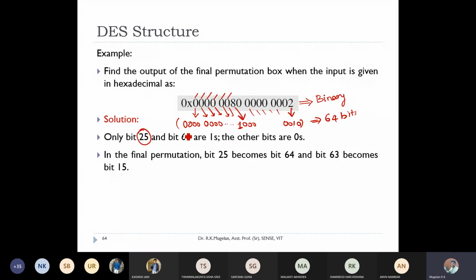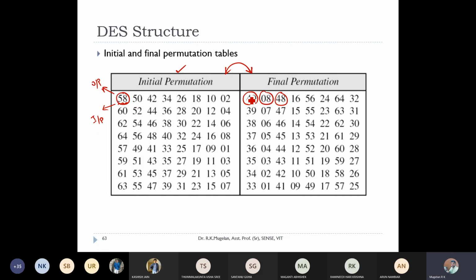The last bit is the 64th bit, the previous one will be 63. Right. So now all I have to do is shift only these 2 bits where 1 is present. So I will have to search in the final permutation box where this 25 and 63 are sitting. So 25, if you see, is sitting here. 25 is sitting in the 64th position. And 63, yeah, 63 is sitting here, which is 1, 2, 3, 4, 5, 6, 7, 8, 9, 10, 11, 12, 13, 14, 15th position.